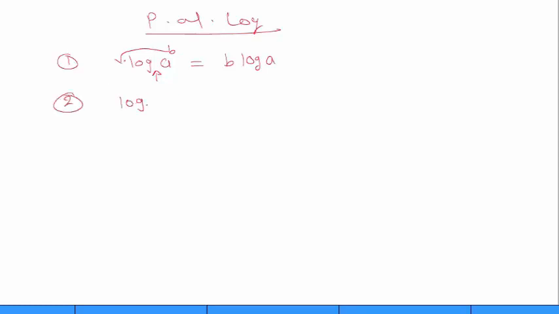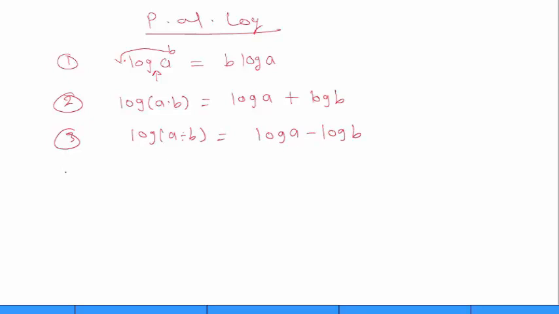Now the second property is log of a into b. That can be written as log a plus log b. Third property here, log of a divided by b, that is log of a minus log of b. The fourth property, that's a very important property, is also called the base change property: log a to the base b is written as log a divided by log b.